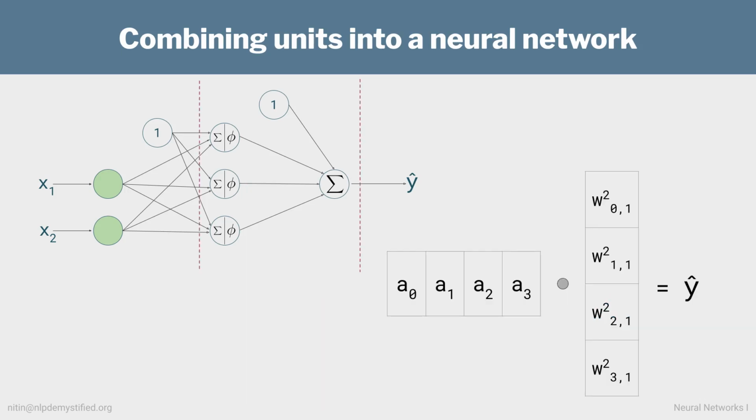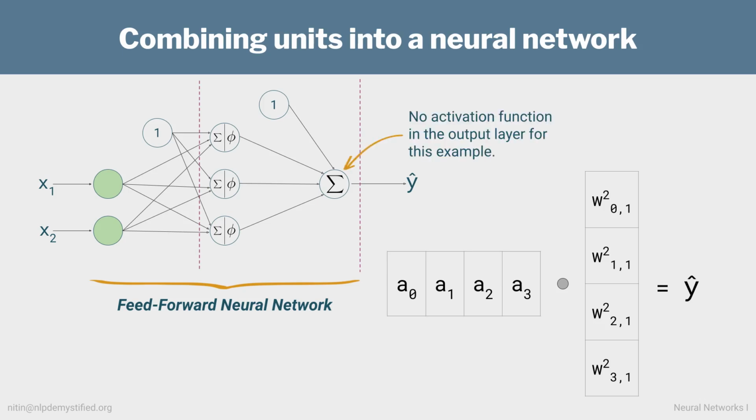Generating the final output of the neural network is a similar deal. The hidden layer output, along with the bias this time, is dotted with the output layer's weights to produce y hat. This type of neural network is known as a feed-forward neural network because data flows only one way, and it's likely the most common type of neural network you'll encounter. And you may have noticed there's no activation function in the output layer in this example, and depending on what we're doing, there may or may not be. We'll look at both cases.